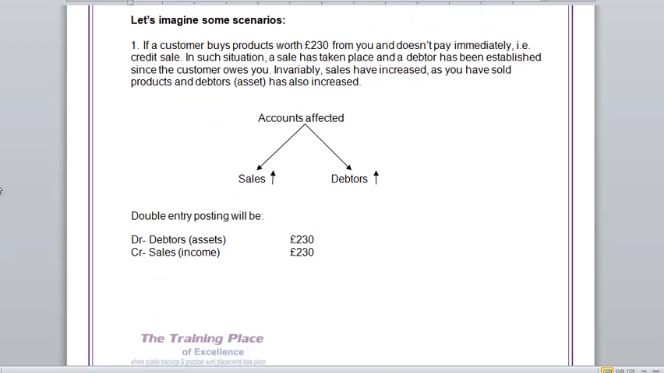If a customer buys products worth £230, so someone is buying from you, that means a sale is taking place and they don't pay immediately. That is a credit sale. So to say, the person has bought and they will pay me later. In this situation, a sale has taken place and a debtor has been established since the customer owes you. Invariably, sales have increased. You've just sold something, so your sales are increasing. The more you sell, the sales will continue increasing.